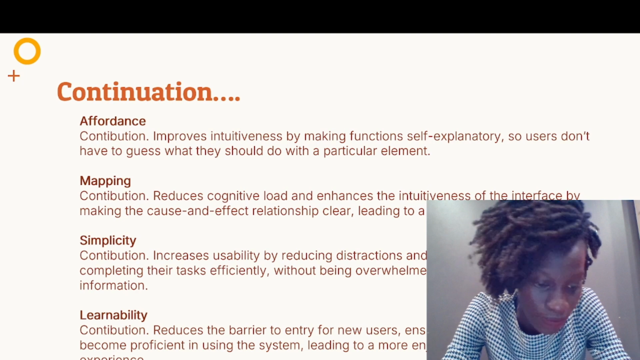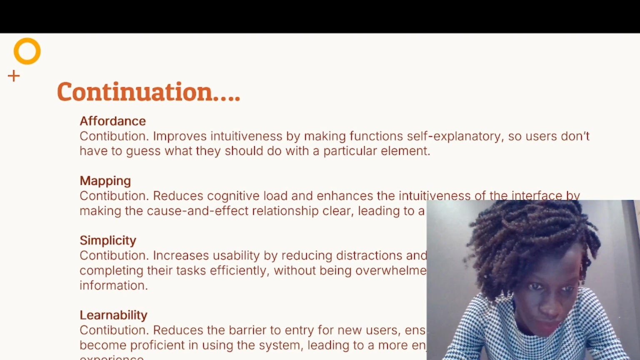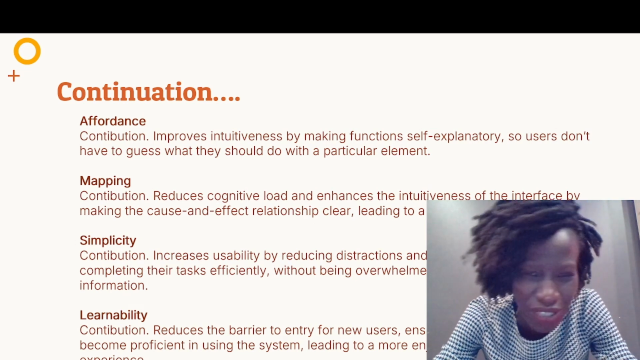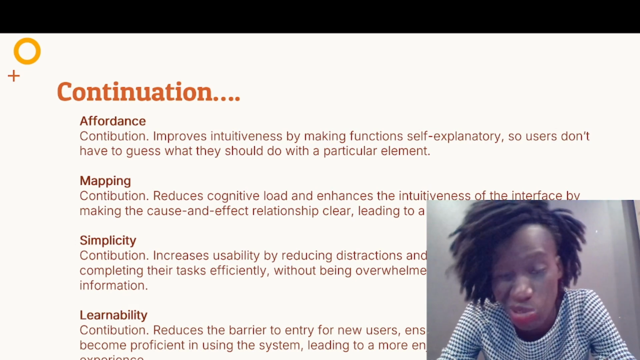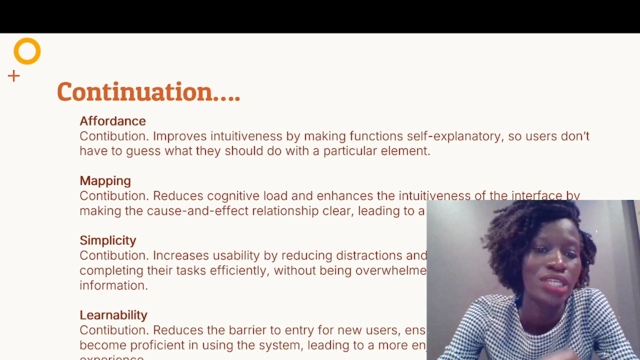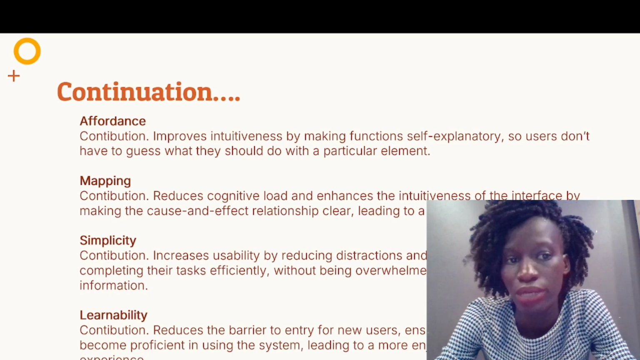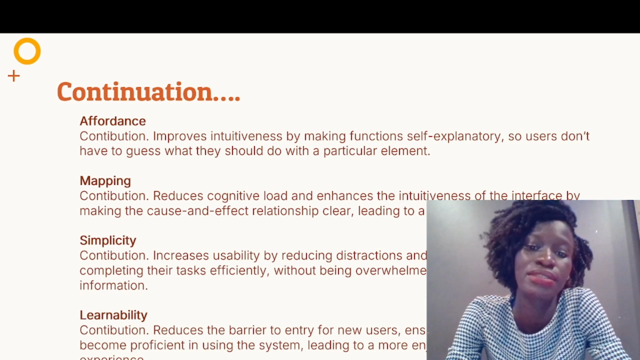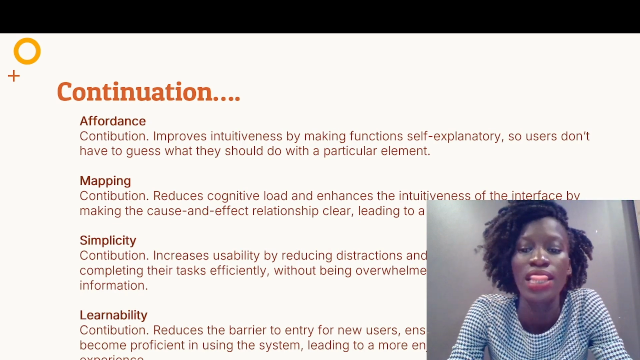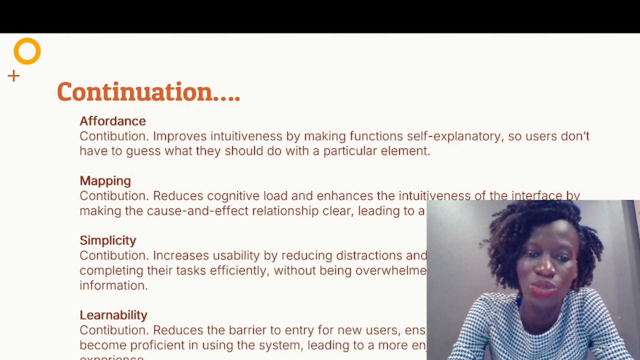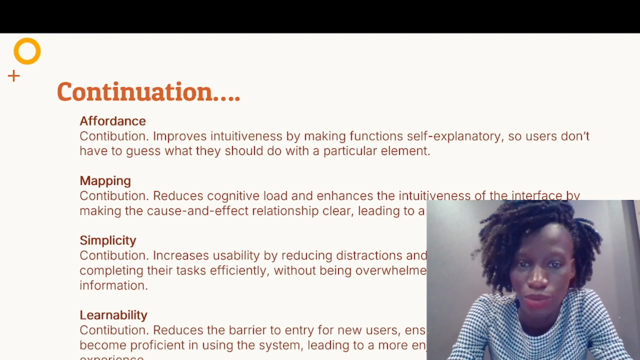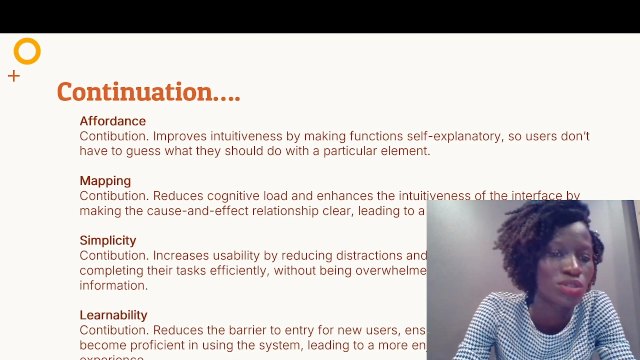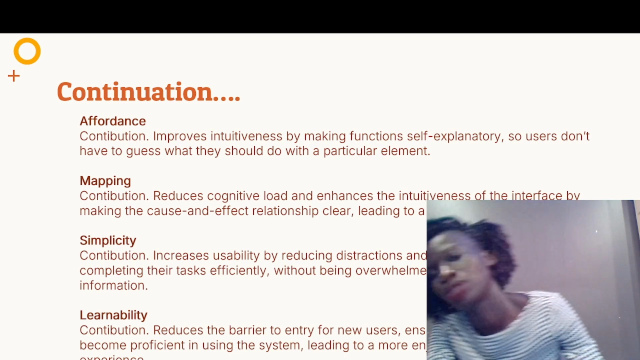We have affordance. It improves intuitiveness by making functions self-explanatory so users don't have to guess what they should do with a particular element. Mapping reduces cognitive load and enhances the intuitiveness of the interface by making the cause and effect relationship clear, leading to a more natural user interaction. So the user knows when I do this, this happens.